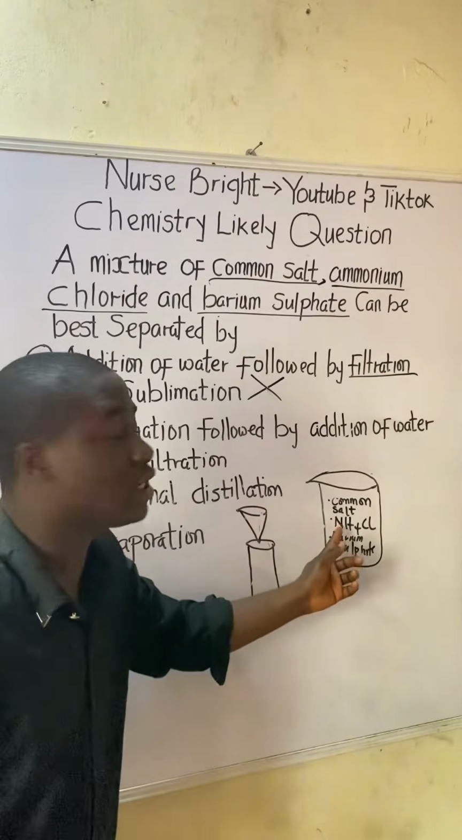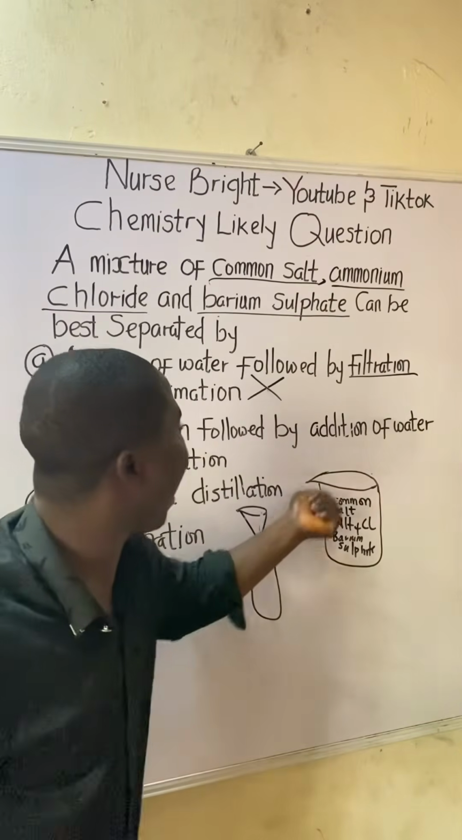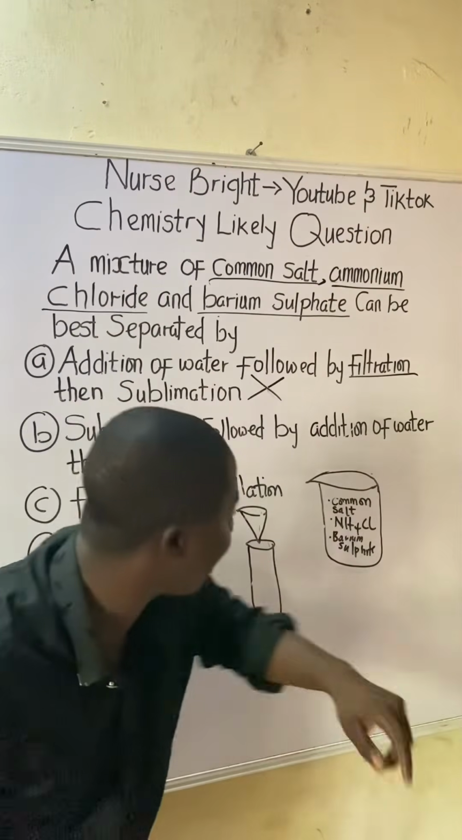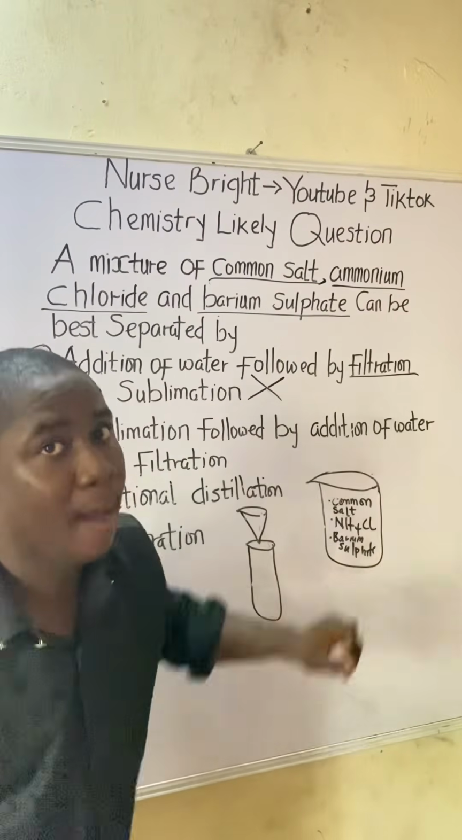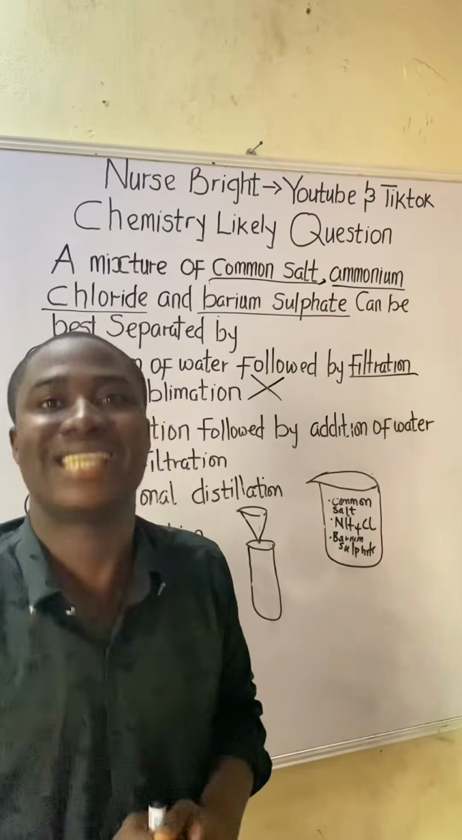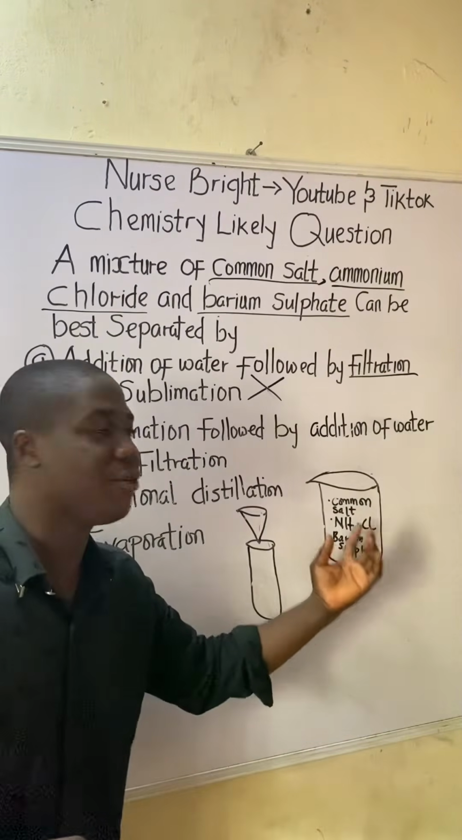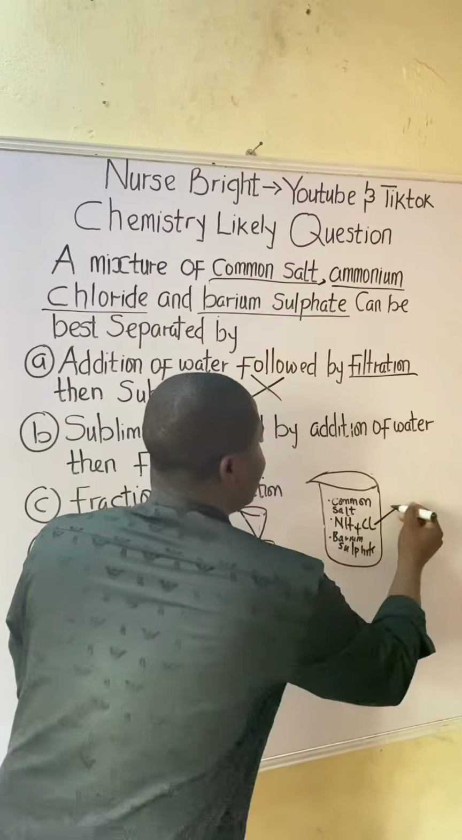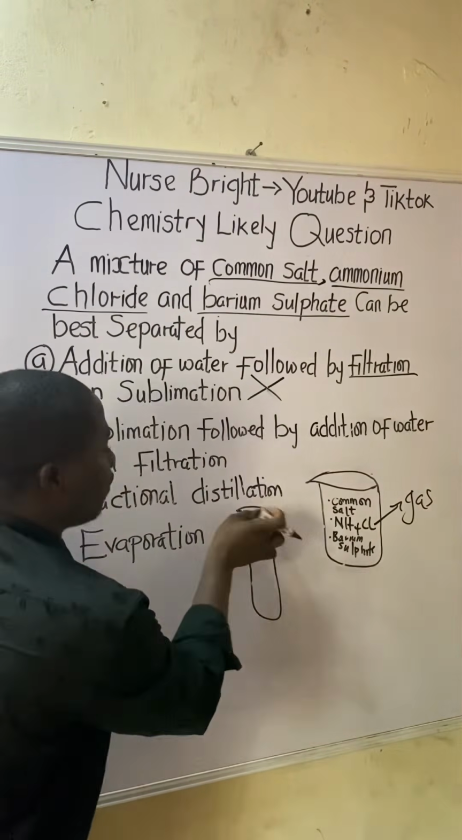So then after this ammonium chloride undergoes sublimation to become gaseous, then we add water. Now when we add water, you already know that common salt will dissolve inside that water, but barium sulfate does not dissolve, it is insoluble. So with that, we undergo filtration, because that content remaining, just because this is already out to become a gas, is just common salt and barium sulfate.